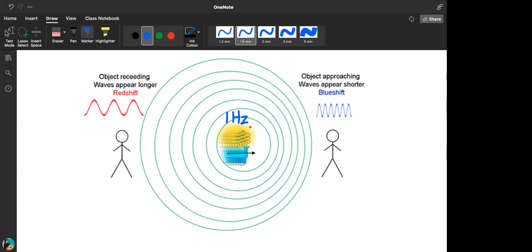You stand left, right, it will be the same frequency to you, right? If the source is moving, and if the speed of the source is significant enough, then you will see a change in the frequency.